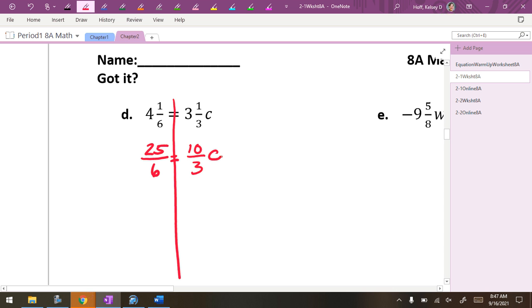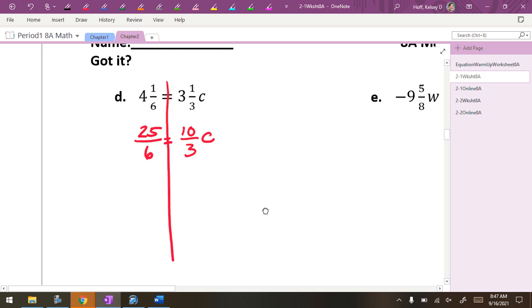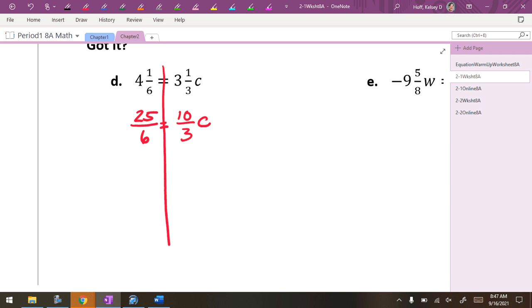Now drag your C down. All right, Sam, I'm coming to you. I need to identify my coefficient. That's the number in front of the variable. What number is in front of my variable on this one? 10 over 3. 10 thirds is in front of your variable.